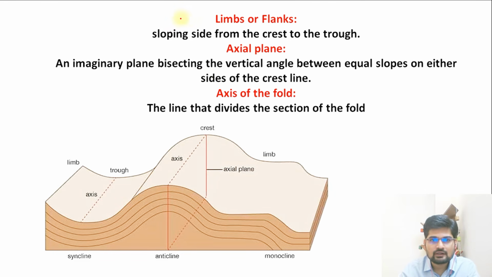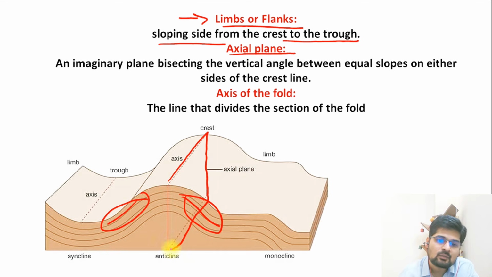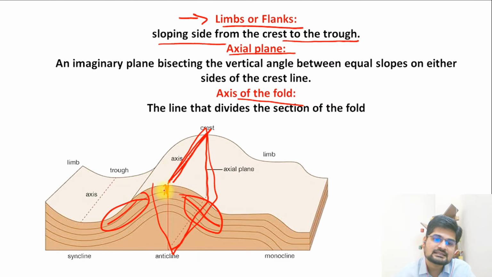Now let's look at this particular image. The limbs, or the flanks as they say, are the sloping sides from the crest to the trough. What you see here is this sloping side, this is the flank or the limb, right? Then we have the axial plane. If you can imagine this in 3D, this is a plane along which the folding is happening. So this is the axial plane, right? And the axis of the fold is this particular line. So the plane is the entire 3D imagination, while the line is just one line along which we see there is a fold. That is the axis of the fold, and that is important here.